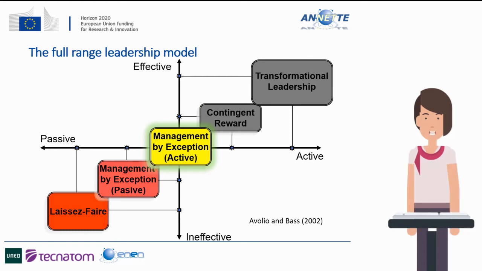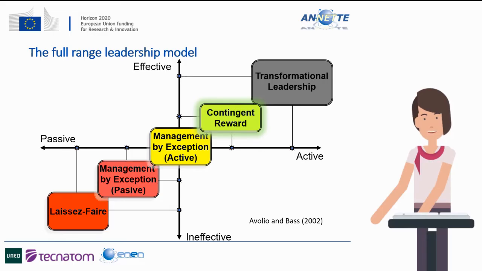A very typical way of leadership that we find after the laissez-faire and the MBE styles in the chart is the contingent reward. The basic idea of this leader is to avoid wrong behaviors by rewarding all the positive ones and not by punishing the negative performances. This means to reward those behaviors.